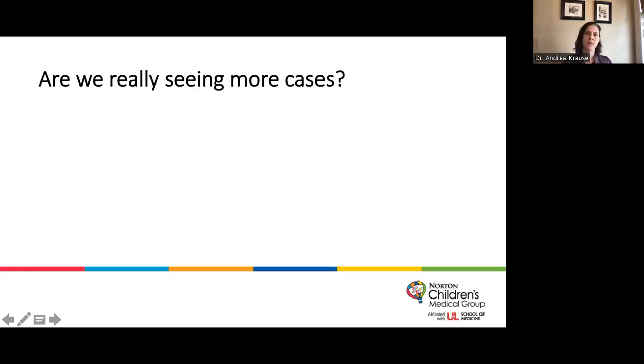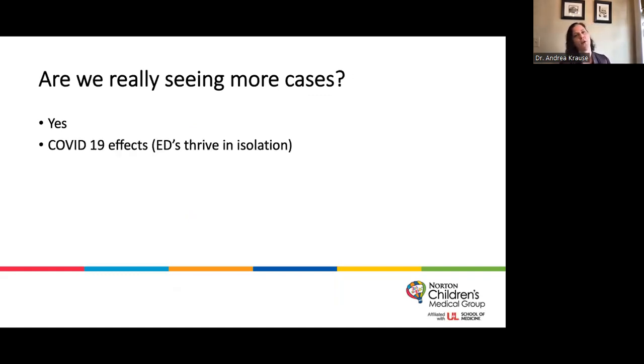Are we really seeing more cases, or does it just feel like it because everything's awful because of COVID? Well, actually, yes, we are seeing more eating disorder cases, in fact. There have been several published studies that talk about the COVID-19 effects, and that was really immediate. As soon as COVID started with the lockdowns, current patients at the time, in March 2020, were having a worsening resurgence of symptoms.